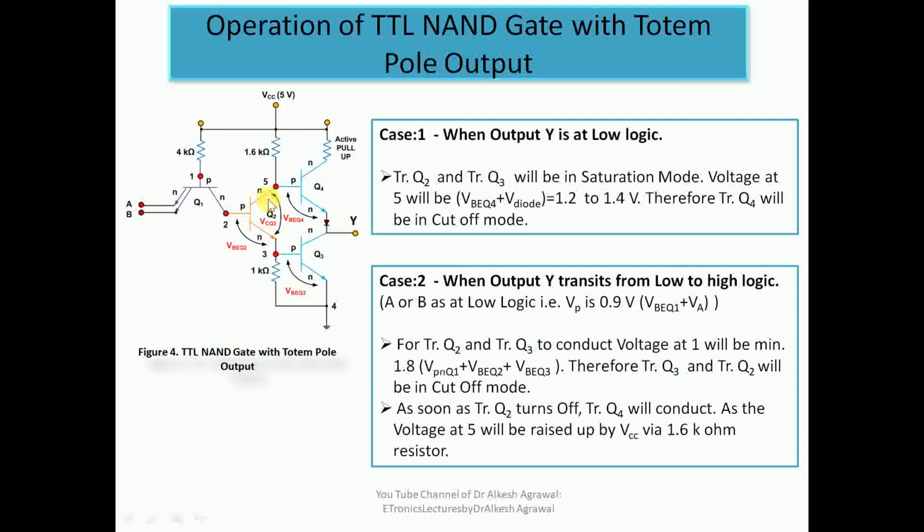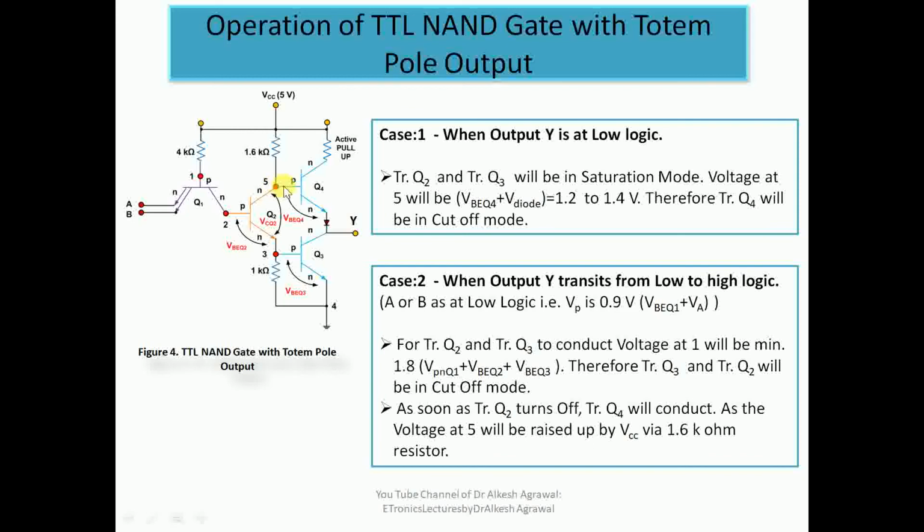Case 2, when the output transits from low to high logic, means the potential at this point will be raised up. How much will it be raised? When the output transits from low to high logic, it means A or B are at low logic, so the potential at this point now drops down to 0.9 volt. Why 0.9 volt? 0.2 volt at this A or B, plus 0.7 VPN. So 0.7 plus 0.2 is 0.9 volt. So this potential, which was earlier 1.8 volt, drops down to 0.9 volt, and therefore Q2 and Q3 will be in cutoff mode.